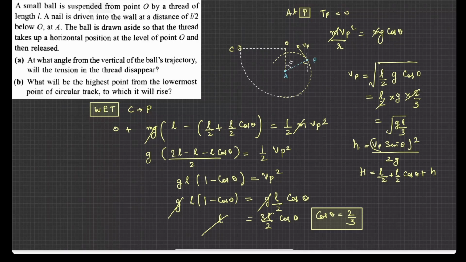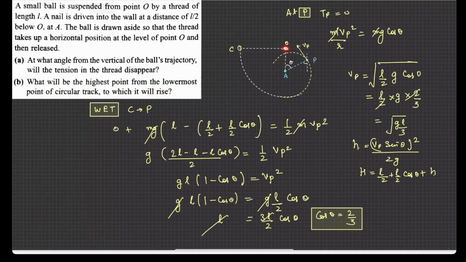At what angle from the vertical of the ball trajectory will the tension disappear? And what we have to find out is the highest point from the lowest-most point of the track to which it will rise. So we'll analyze the situation.